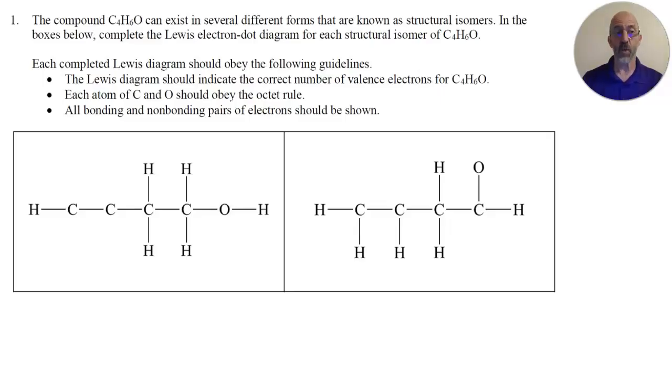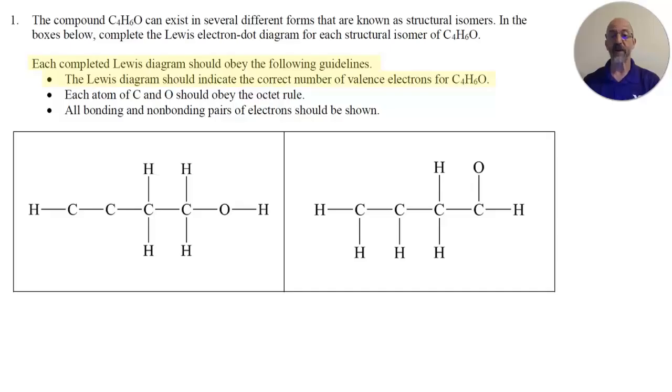This is question 1. In question 1, it says the compound C4H6O can exist in several different forms that are known as structural isomers. In the boxes below, complete the Lewis electron dot diagram for each structural isomer of C4H6O. Each completed Lewis diagram should obey the following guidelines. The Lewis diagram should indicate the correct number of valence electrons for C4H6O.